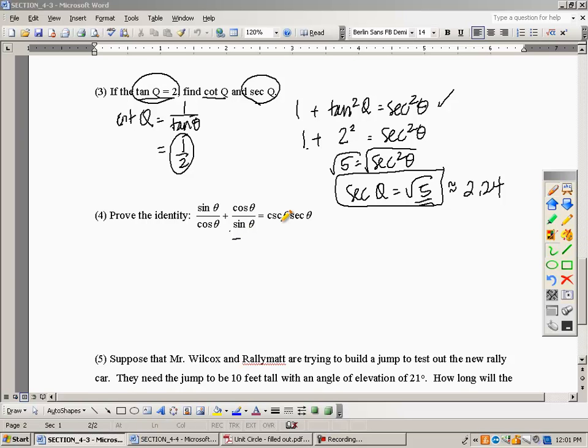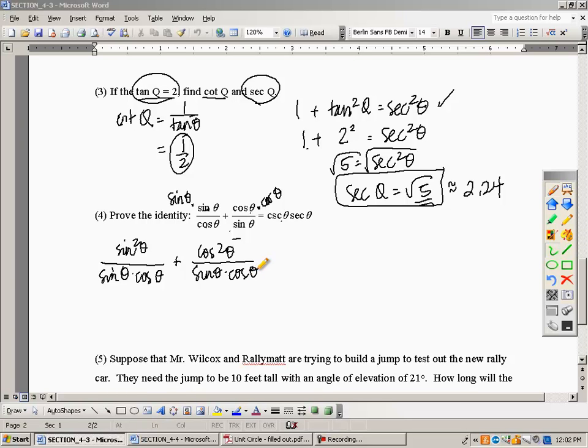Well, I'm trying to add two fractions. In order to have two fractions added together, I need a common denominator. So I'm going to multiply this first fraction by the sine, and I'm going to multiply the second fraction by the cosine, so that my denominator is sine times cosine on both sides. Okay, so let me go like this. Sine times sine is sine squared. And on the denominator, I have sine times cosine. Plus, cosine times cosine is cosine squared. And the denominator again is sine times cosine.